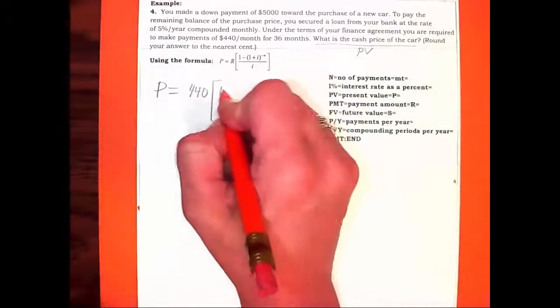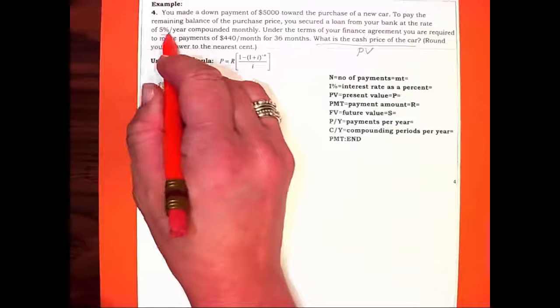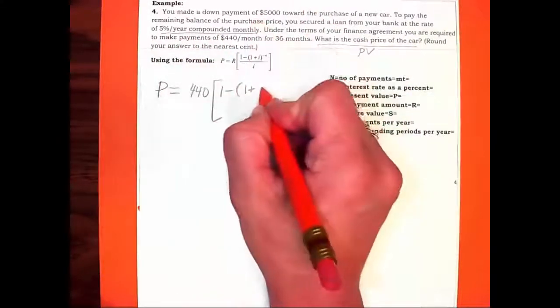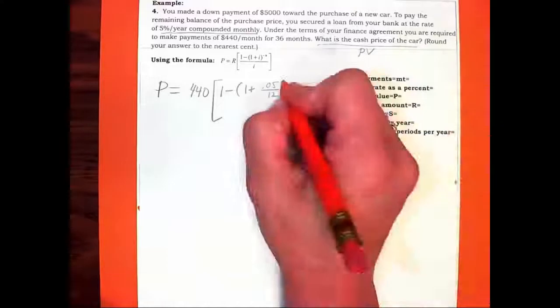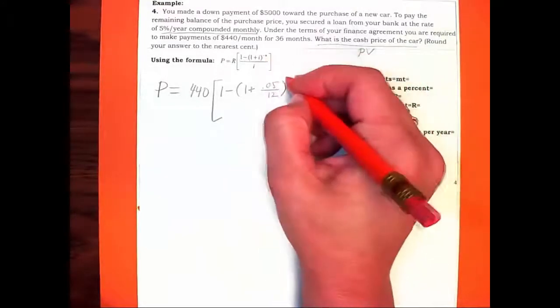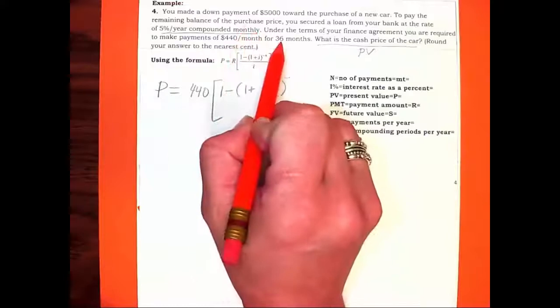We've got 1 minus, 1 plus. We've got to choose our R over M from the paragraph. So it looks like we've got 0.05 over 12. 5% compounded monthly. And it's very important to have that negative sign up there. N is equal to MT. So monthly for 36 months.